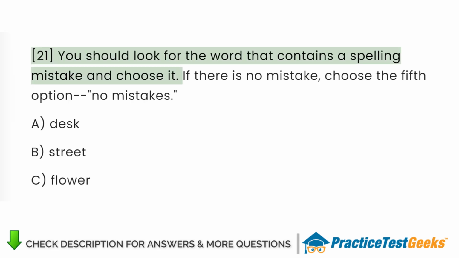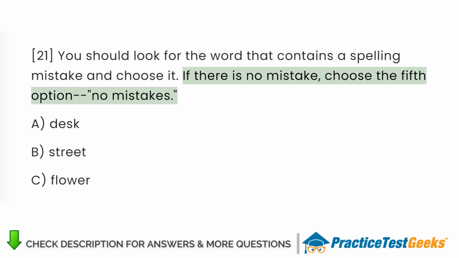You should look for the word that contains a spelling mistake and choose it. If there is no mistake, choose the fifth option, no mistakes. A. Desk. B. Street. C. Flower.